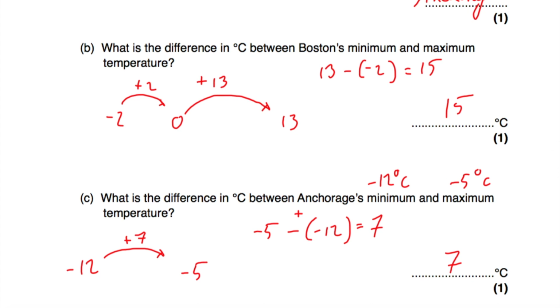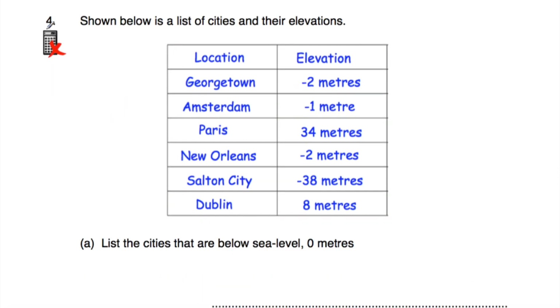Okay, and that's it. Okay, let's have a look at our next question. So let's have a look at question number 4. So question number 4 says, shown below is a list of cities and their elevations. So we've got these cities: Georgetown, Amsterdam, Paris, New Orleans, Salton City, and Dublin. And we've got their elevations. So for instance, Dublin is 8 meters above sea level. Paris is 34 meters above sea level. Amsterdam has an elevation of 1 meter below sea level, and so on.